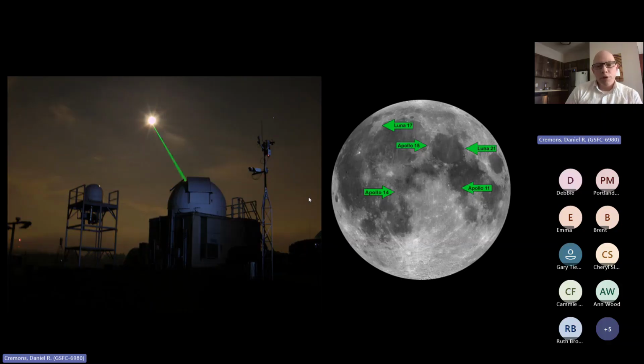Now, over the next several years, 4 more of these retroreflector arrays were placed on the surface of the moon, as shown on the map on the right. So as I said, the Apollo 11 mission, also the Apollo 14 and Apollo 15 missions delivered retroreflector arrays to the surface, and also the Soviet Lunar missions delivered 2 extra arrays to the surface.